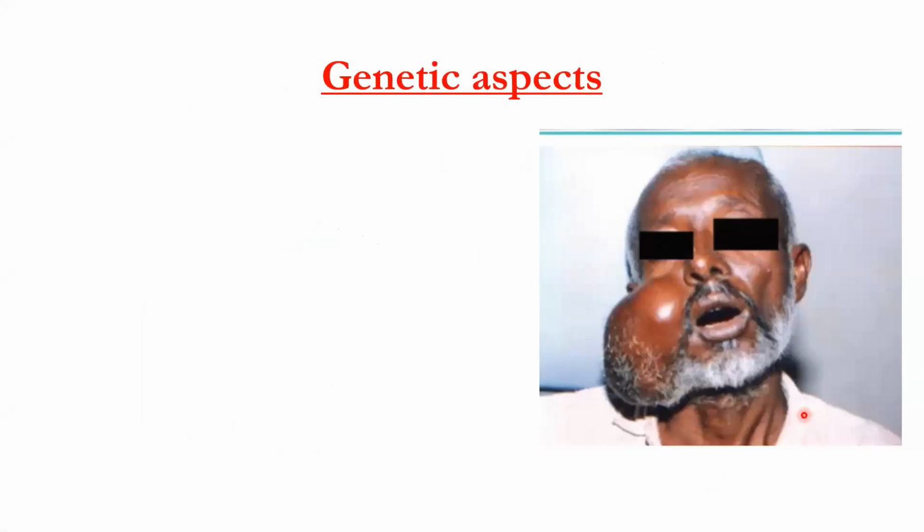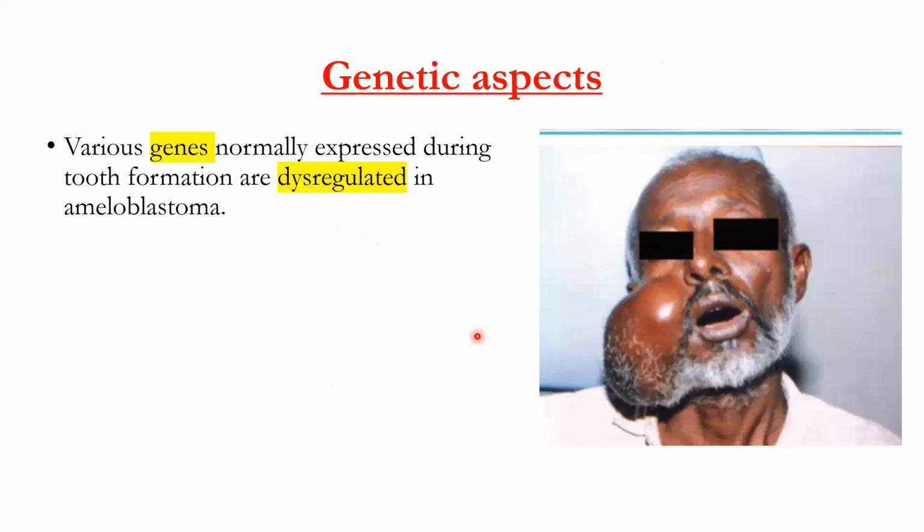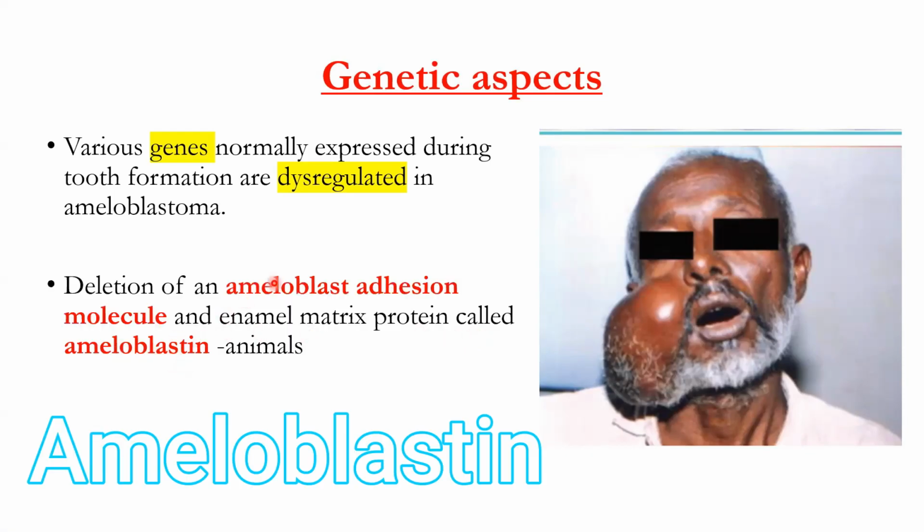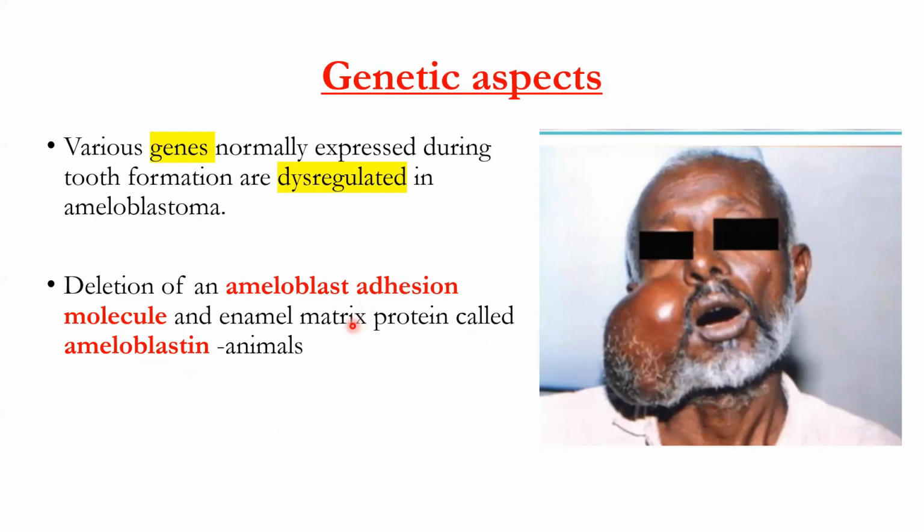So you can see how big the tumor can grow and how aggressive it can get. There are some genetic aspects which are explained. Various genes which are expressed during odontogenesis, or tooth formation, are normally dysregulated in case of ameloblastoma, and some experiments done in animals showed that ameloblastin, which is an enamel matrix protein, and ameloblast adhesion molecule were deleted, but this was not proven in humans, so we cannot really say it for sure.